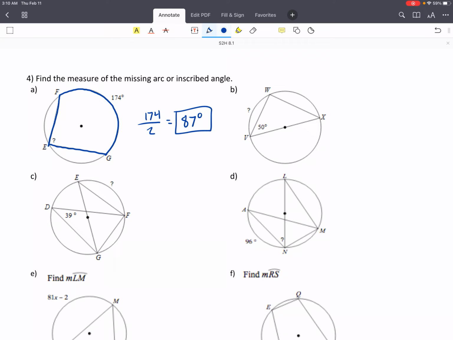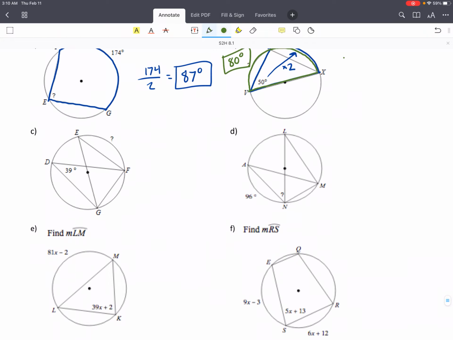With this one, looks like we've got to do a little problem solving. So what I'm going to do is start with the angle that I've been given and go from there. So here's my 50 degrees. I can times that by 2 to get 100 degrees. Oh, and now I have the 180. Which means that my question mark arc is 80 degrees.